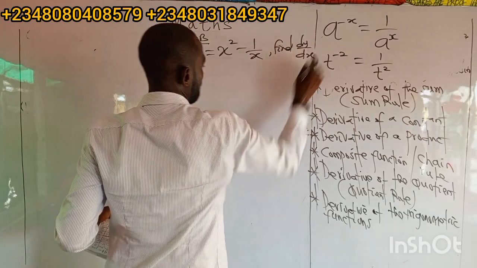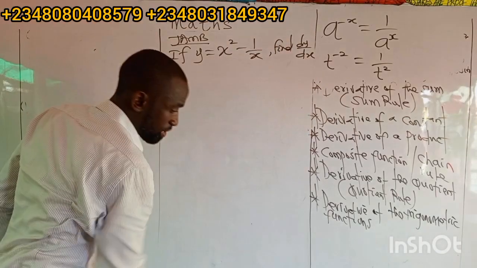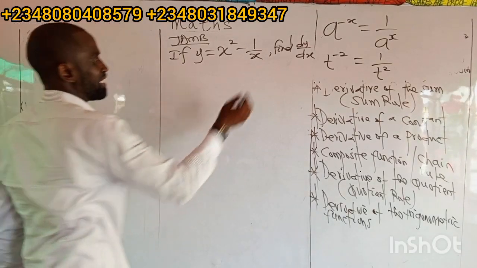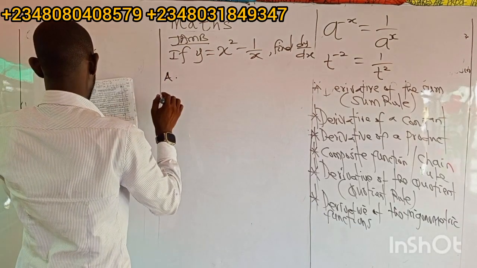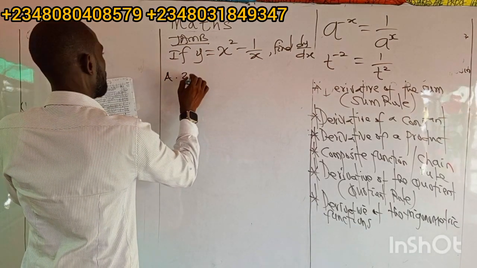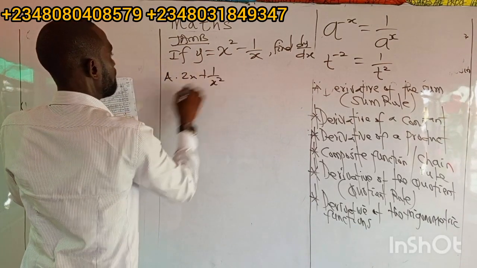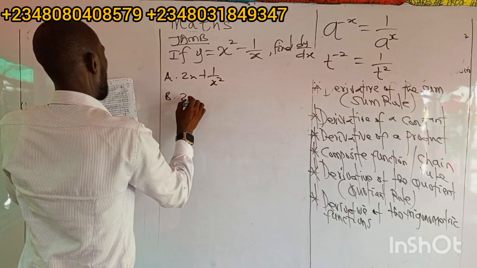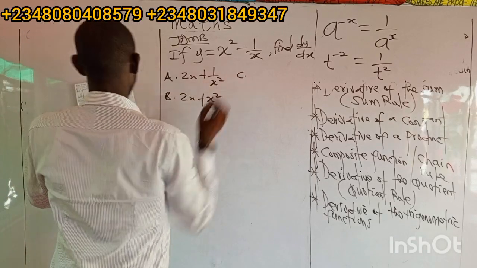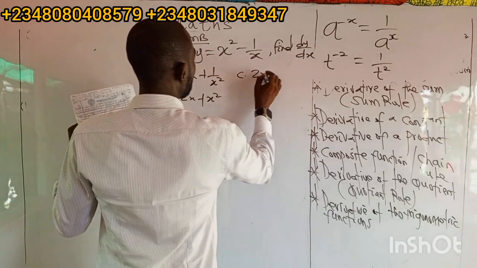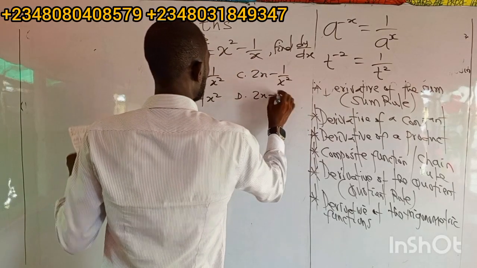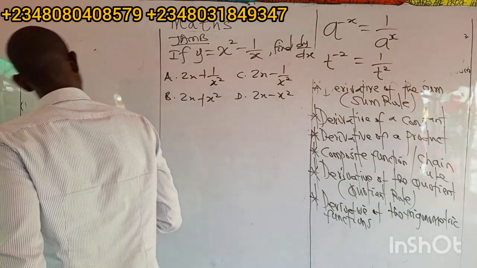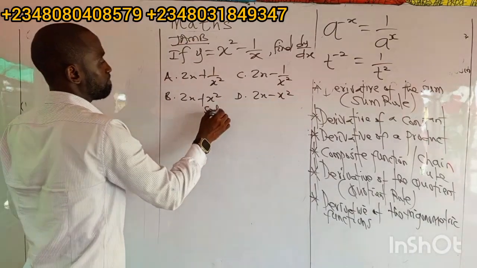I'm going to give you all the laws, okay? We're not solving a general question from JAM. So we have the options. A, we have 2x plus 1 over x squared. B, we have 2x plus x squared. C, we have 2x minus 1 over x squared. Then D, we have 2x minus x squared.